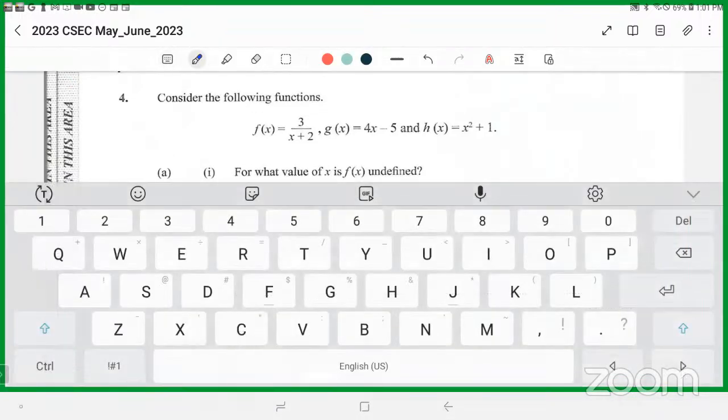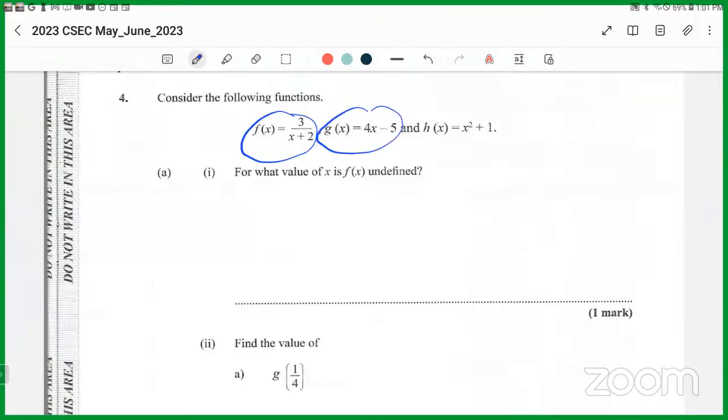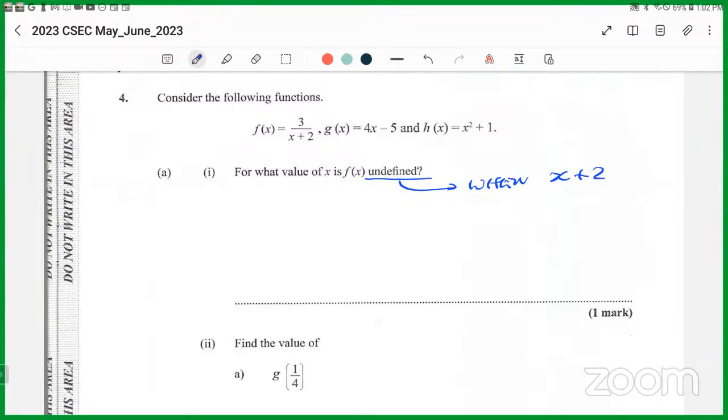All right, good. So given these 3 functions, f, g, and h, the question wants us to find what value of x makes f of x undefined. See it again. It's undefined when the denominator becomes equal to 0. Simple as that. One mark. So it is undefined when the x plus 2 becomes equal to 0, that is, when x is equal to negative 2.